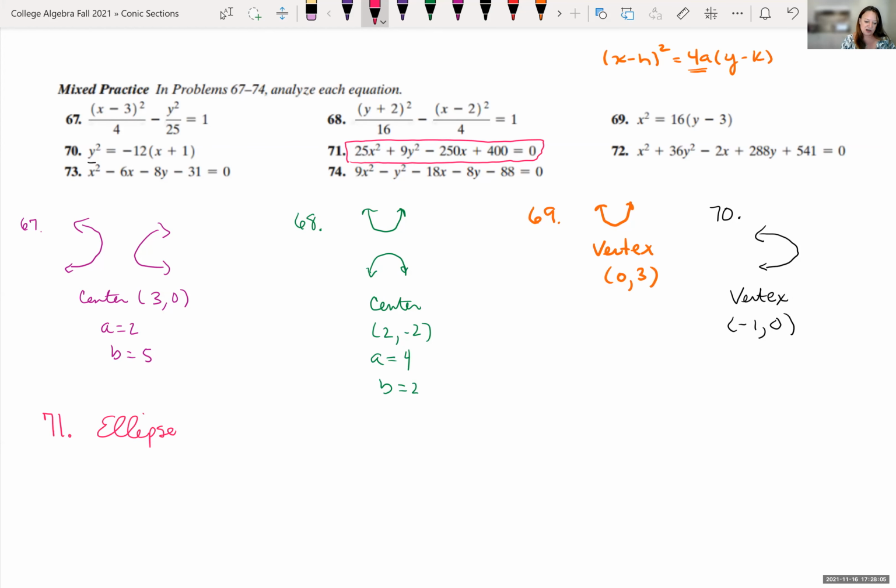Again, I'd have to put this in a form that I can tell where the center is and whether it's elongated with the x-axis or y-axis. Is that major axis parallel to the x-axis or y-axis? I just wanted to go through and make sure that you can identify these. So let's continue, and I'm not going to put those in standard form. But 72, notice we have an x squared plus a 36y squared. So we have an x squared and a y squared term, so it's not a parabola. Both of them are positive coefficients in front of the x squared and y squared. They're not the same number, so it has to be an ellipse.